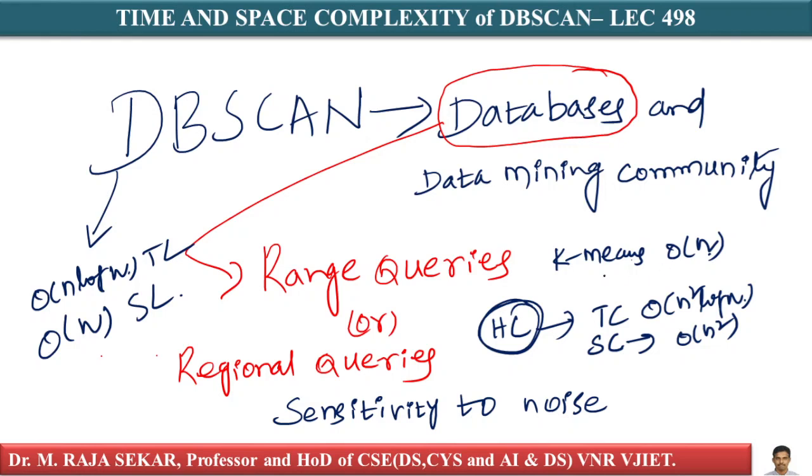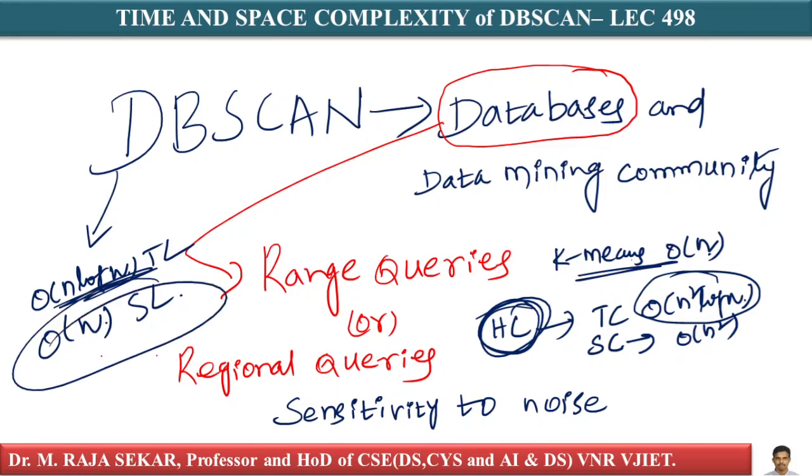If you compare with k-means, DBSCAN is worse than k-means in terms of time complexity, isn't it? But if you compare with hierarchical clustering, which has time complexity of order of n square log n, here you have order of n log n for DBSCAN. Your space complexity for DBSCAN is order of n, whereas space complexity for hierarchical clustering is order of n square, isn't it?